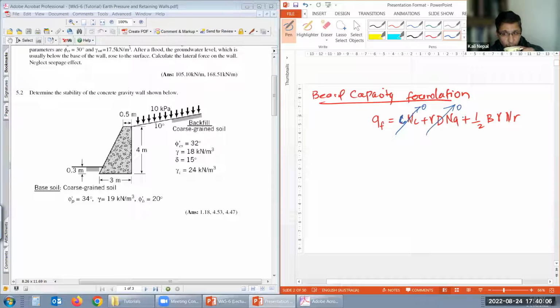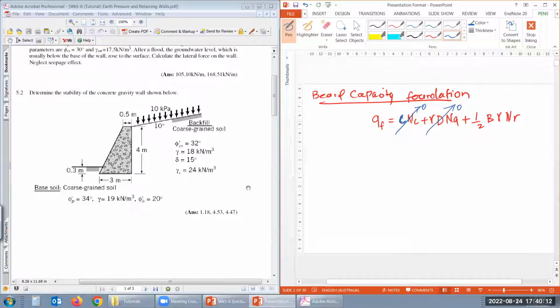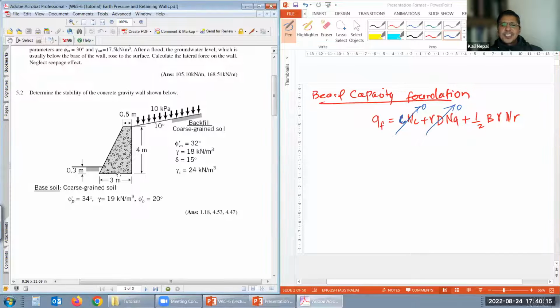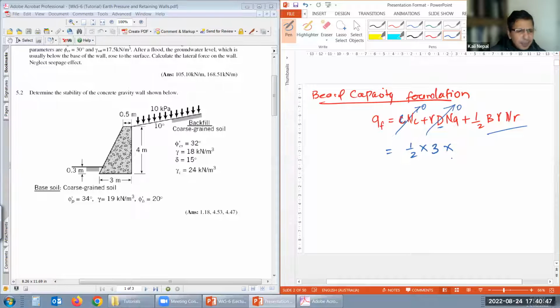Why is this one 0? Because we ignore this. You remember we ignore this. It is based on the surface of the soil. The concept is there is no depth, because D is 0. If you put the bottom of the foundation on the surface of the soil, the middle term is also 0. So we only need to calculate the last term. How easy is that? Half. What is the B? 3 meter width. What is the gamma at the foundation?